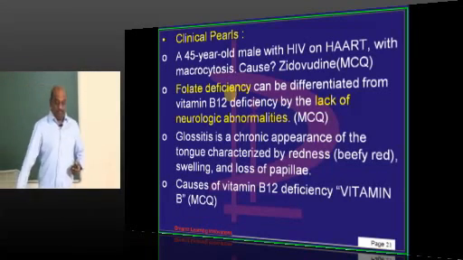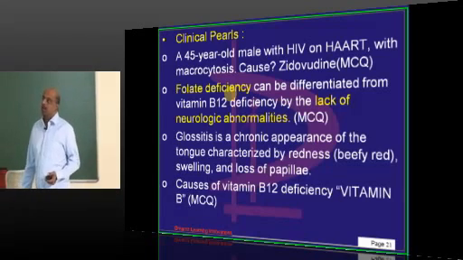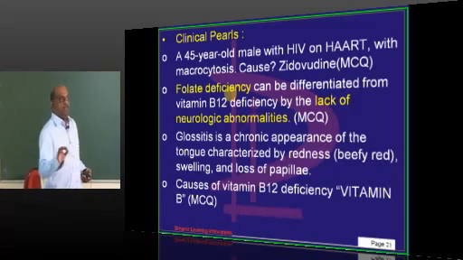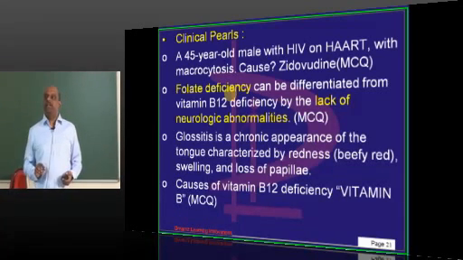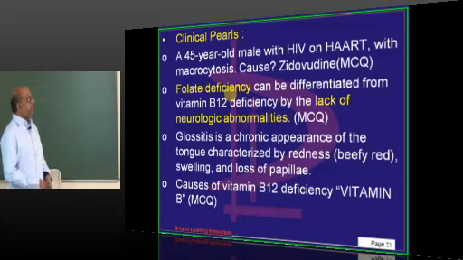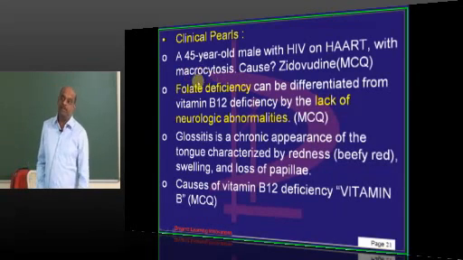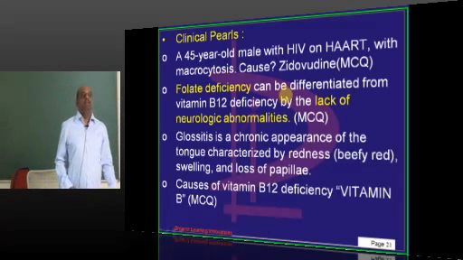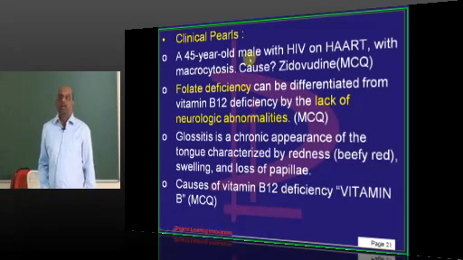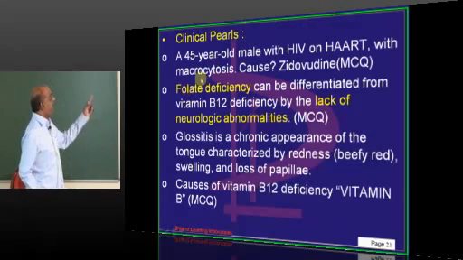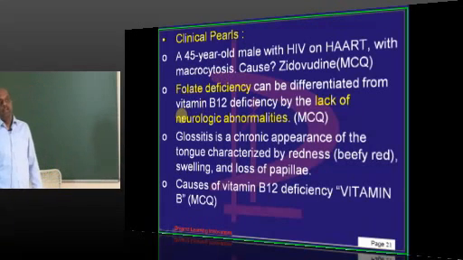Now doctor, typically in the exam, the favorite MCQ of the examiner is a 45-year-old male who is HIV positive, who is on antiretroviral therapy, and develops macrocytosis. Who is the culprit? It is zidovudine. Zidovudine basically leads to development of macrocytosis.